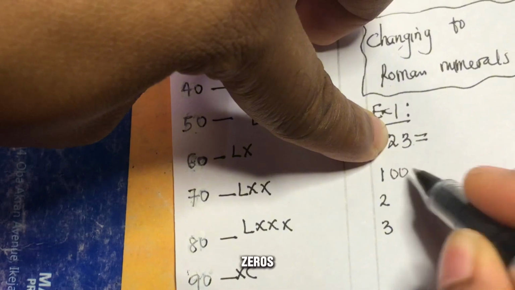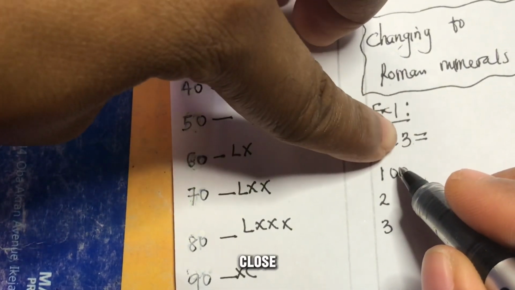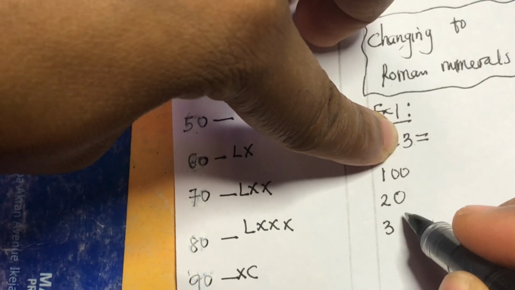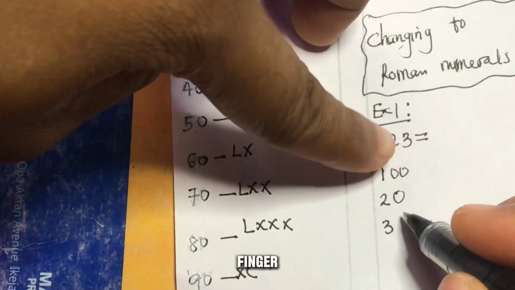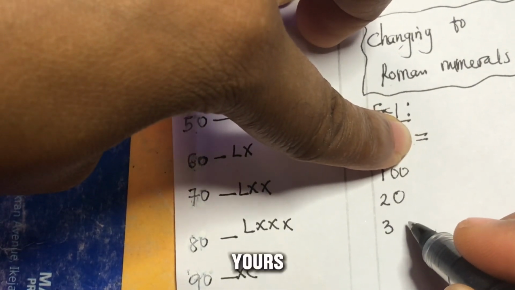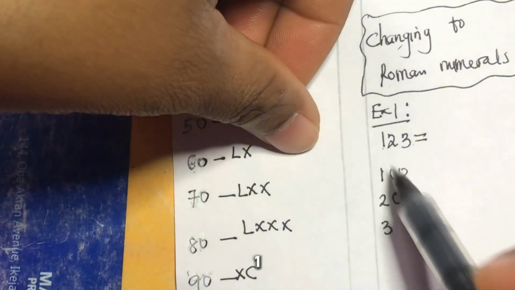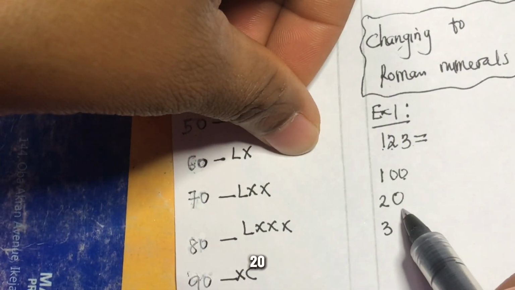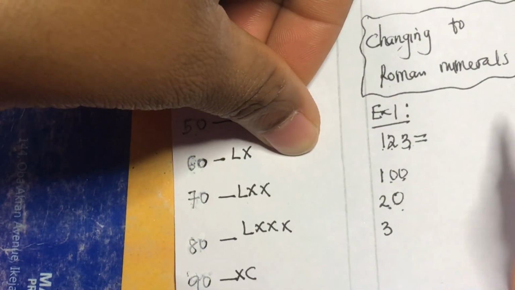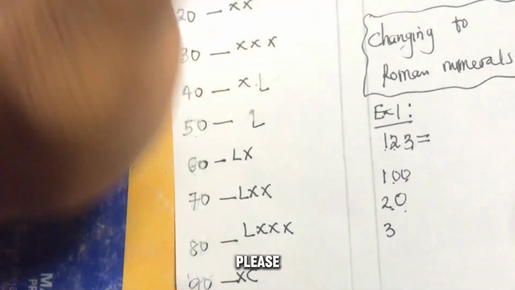So I'm going to add 2 zeros. Let's move to 2. When you use your hand to close this 2 here, I'm left with just 1 number. So I'm going to put 1 zero. And when you use your finger to close this 3, how many numbers am I left with? Nothing. So I'm not going to write any zeros. Or you can simply do it as your place value. The place value of 1 is 100. The place value of 2 is 20. The place value of 3 is units. 100, 20, and units. Whichever method you choose to adopt is fine.